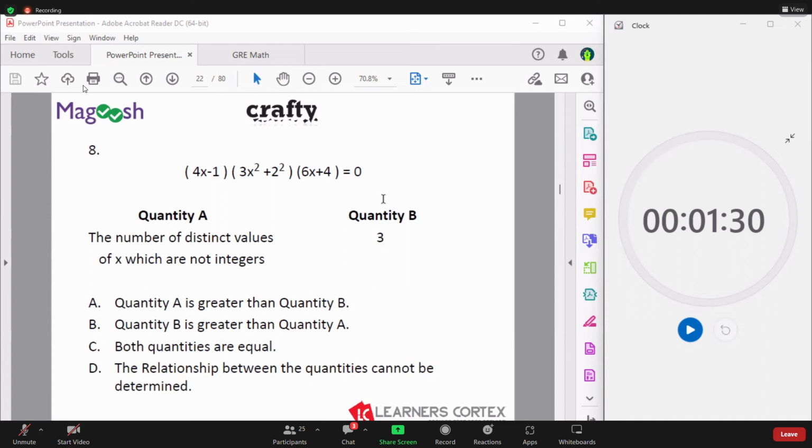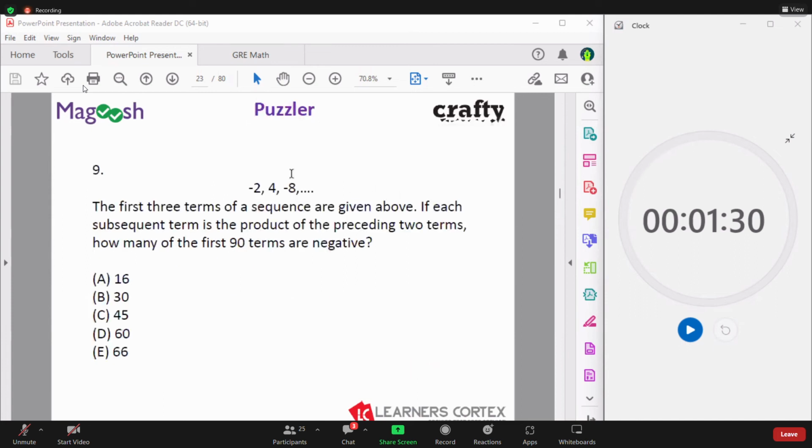Okay then. Then we have, oh, this is also a very interesting question. The first 3 terms of a sequence are given above. If each subsequent term is the product of the preceding 2 terms, how many of the first 90 terms are negative? So up till the 90th term, out of those 90 terms, how many are positive and how many are negative?